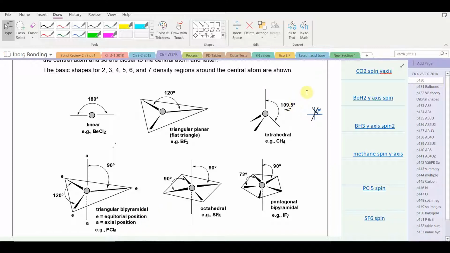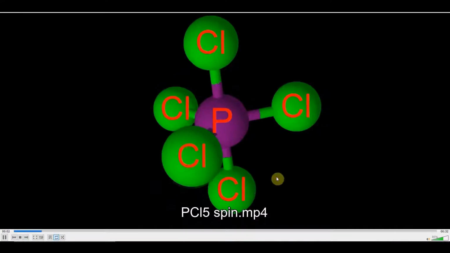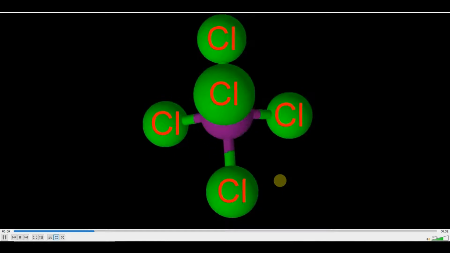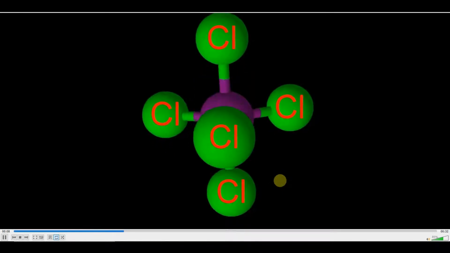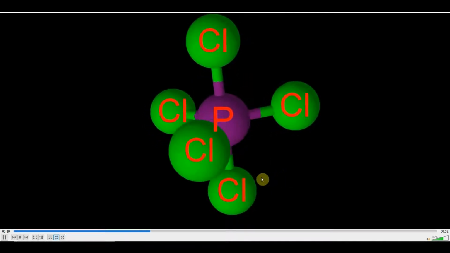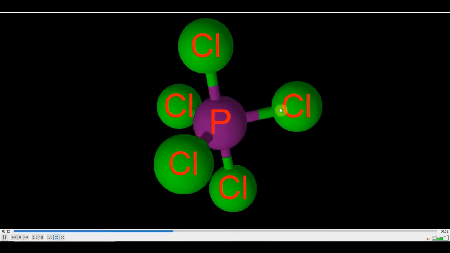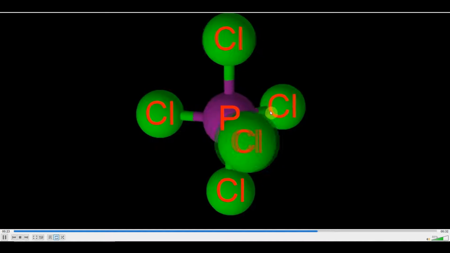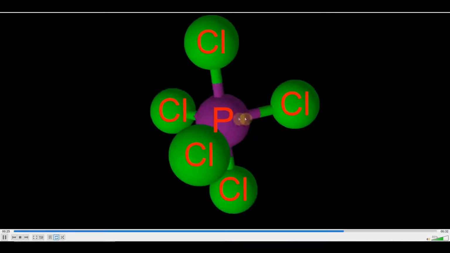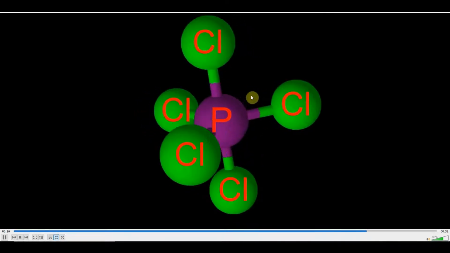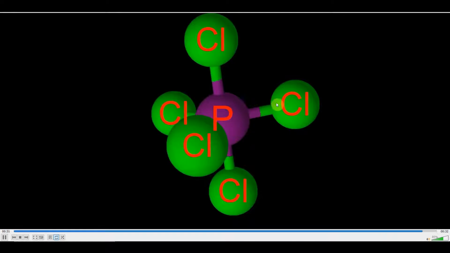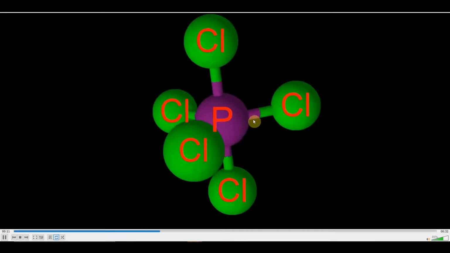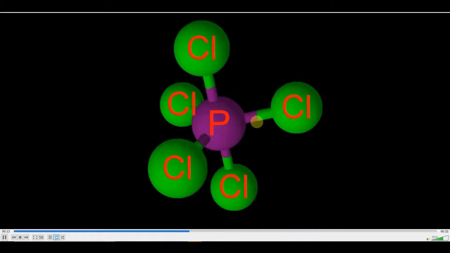Let's take a look at the animation. Phosphorus pentachloride is an example of a compound that has five electron clouds around a central atom, phosphorus. This is the triangular bipyramidal structure. The name derives from the fact that we would have a triangular pyramid on top if we covered in the surfaces and a triangular pyramid on the bottom, and so the whole structure is referred to as triangular bipyramidal.